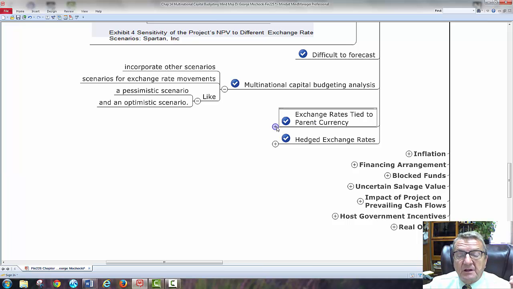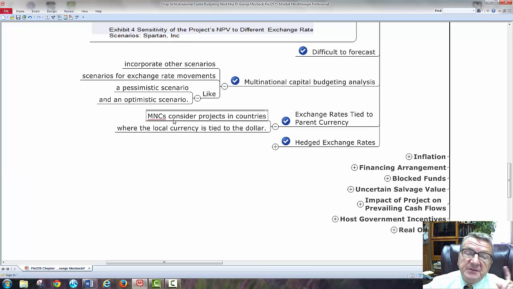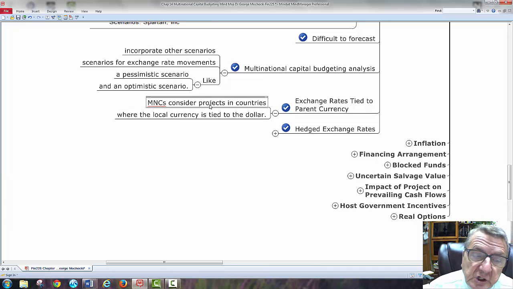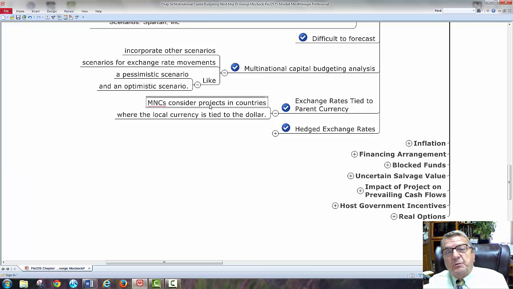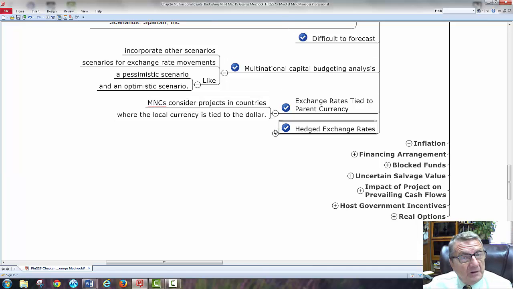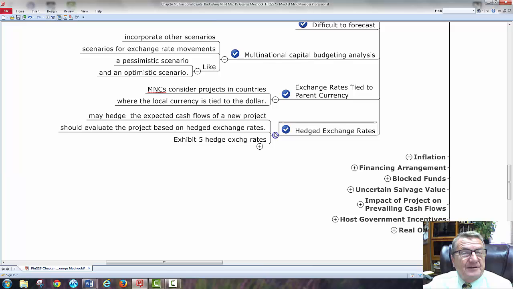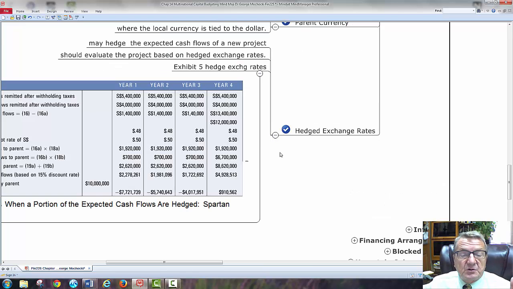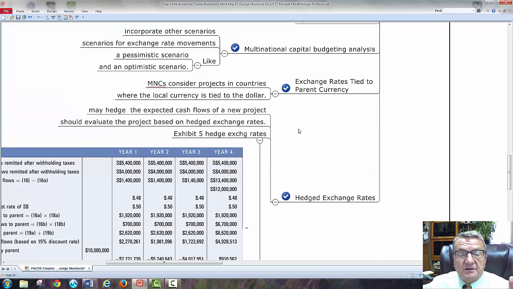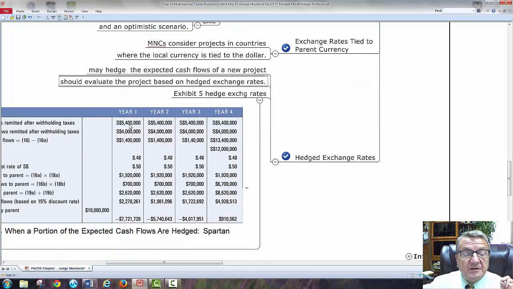Exchange rate tied to the parent currencies. MNCs consider projects in other currencies where the local currency is tied to the dollar. Remember, it depends on the currency. If it's tied to the dollar, it has a different strategy I have to look at. Okay, hedge on the exchange rate. Always hedging. Remember, we're hedging, because it's unpredictable, but I want to make sure I know it, so I have the different hedging. Okay, so what am I looking at here? MNCs may hedge expected cash flow of a new project, and should evaluate the project based on the hedged exchange rate.